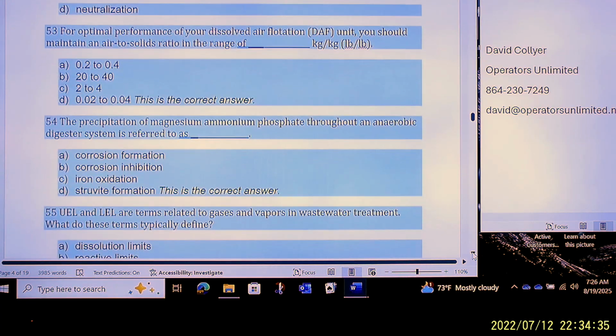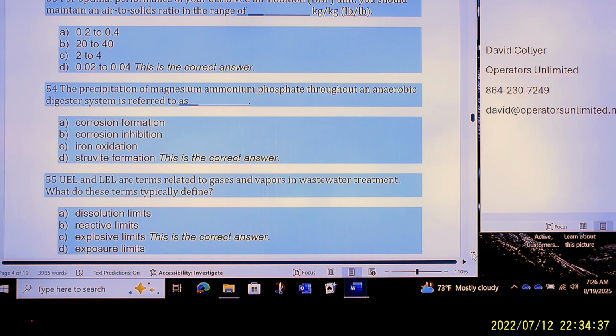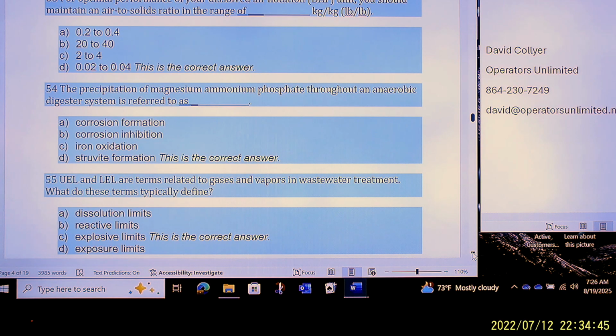(53) For optimal performance of your dissolved air flotation unit, you should maintain an air to solids ratio in the range of A, 0.2 to 0.4, B, 20 to 40, C, 2 to 4, D, 0.02 to 0.04. The answer to 53 is D, 0.02 to 0.04 air solids ratio.